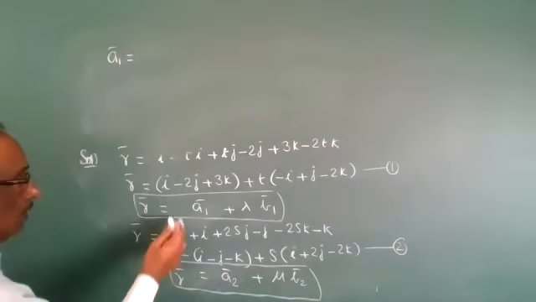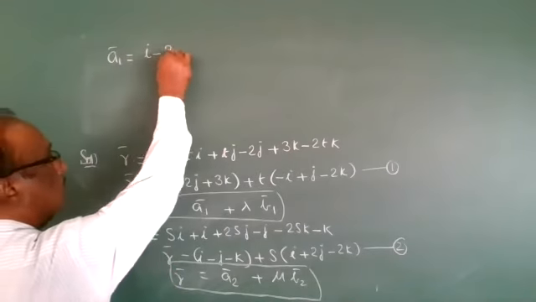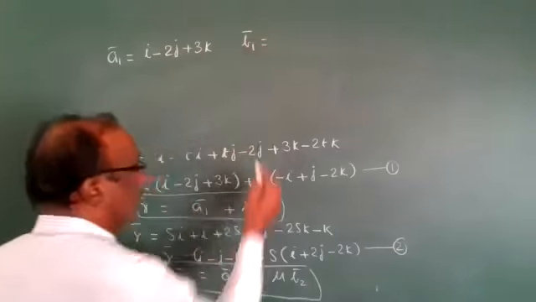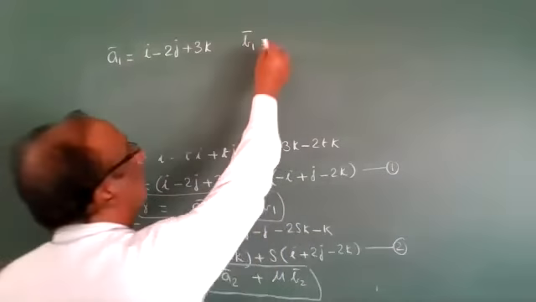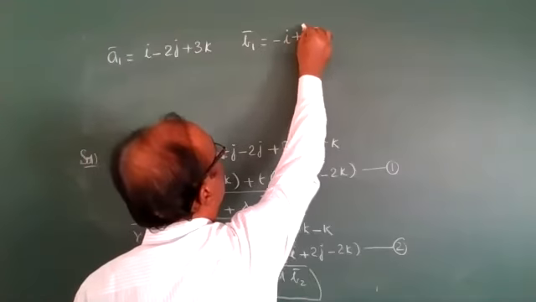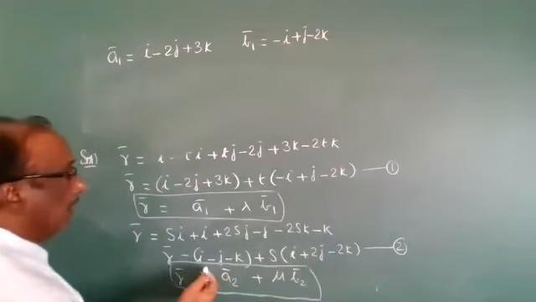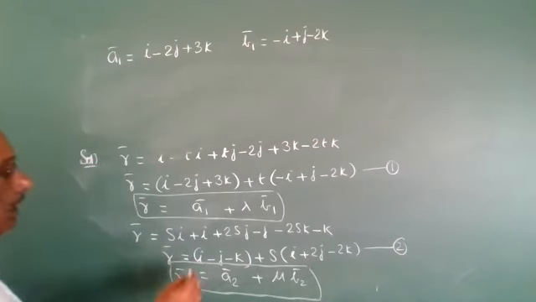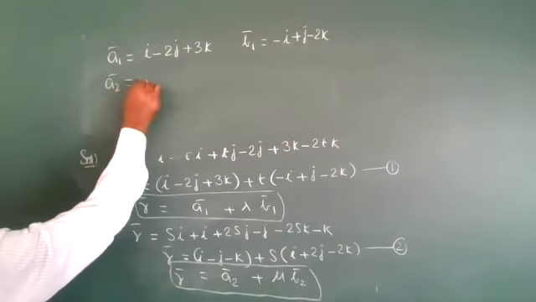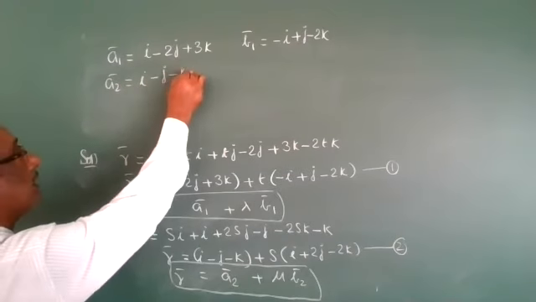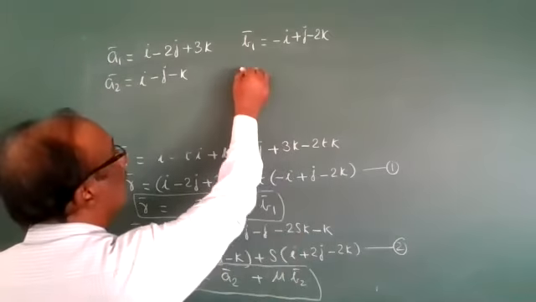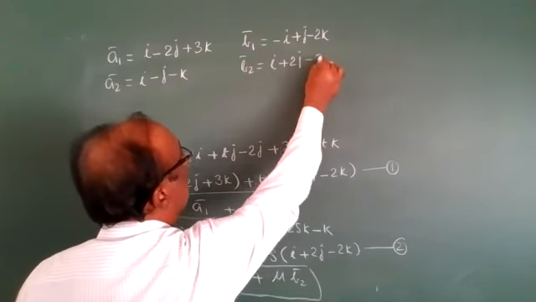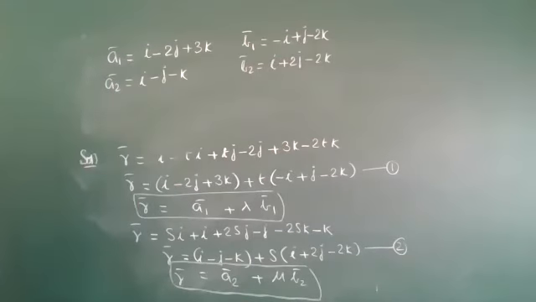A1 bar is equal to i minus 2j plus 3k. B1 bar is equal to minus i plus j minus 2k. A2 bar is equal to i minus j minus k, and B2 bar is equal to i plus 2j minus 2k. Now apply the shortest distance formula.